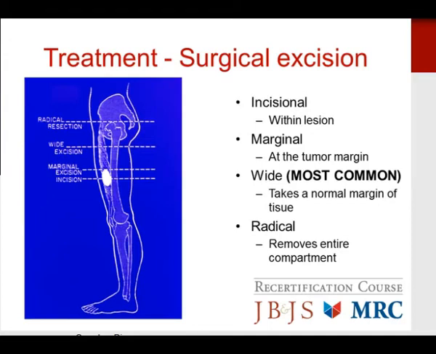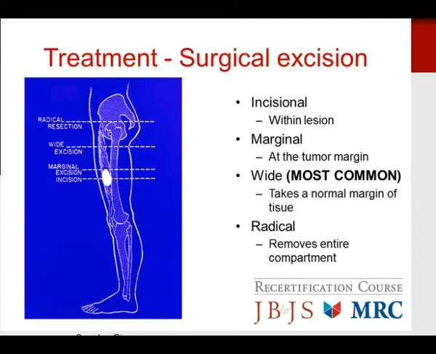Less commonly, we use a radical excision. Usually this is an amputation. This removes the entire compartment affected. You can see from the schematic on the left the difference in a radical excision, which is far away from the tumor, removing the entire compartment; a wide excision, which leaves the majority of the compartment and uses just a small cuff of normal tissue; a marginal excision, just at the tumor border; and an intralesional excision, which is actually inside the tumor itself.